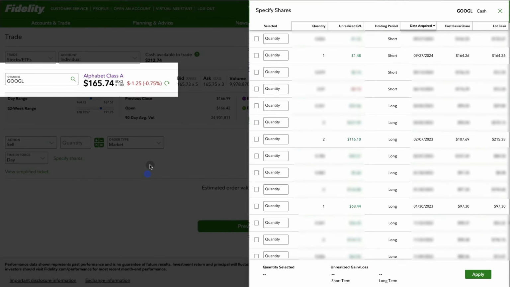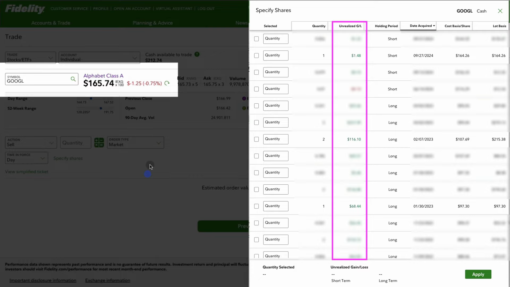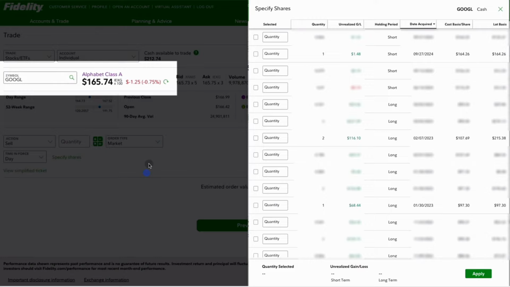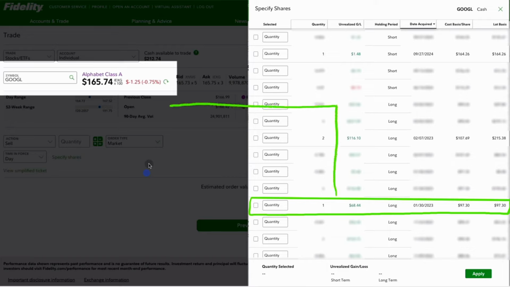Here I can see all the Google stock purchases I have made over time. I can view the unrealized gain for each specific share and whether the share qualifies as short or long capital gains. Now let's break down this information so we can make smarter choices about which stocks to sell. We will do this by analyzing this transaction.